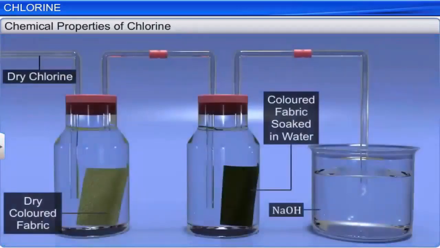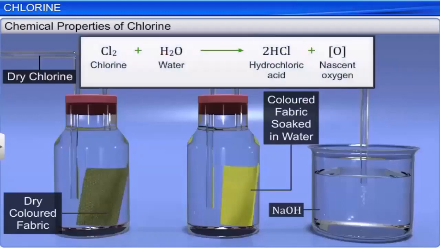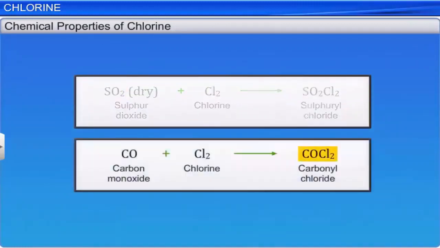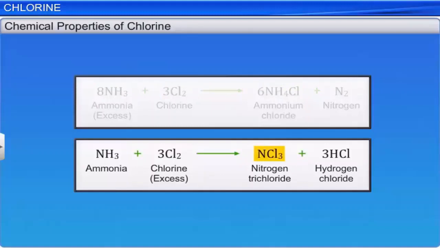As mentioned earlier, moist chlorine, due to the liberation of nascent oxygen, acts as a powerful bleaching agent. Its bleaching action is said to be permanent and oxidizing in character. Moist chlorine bleaches vegetable or organic matter. It forms addition compounds like sulfuryl chloride with sulfur dioxide and carbonyl chloride with carbon monoxide. It forms ammonium chloride with an excess of ammonia and the explosive nitrogen trichloride with an excess of chlorine.